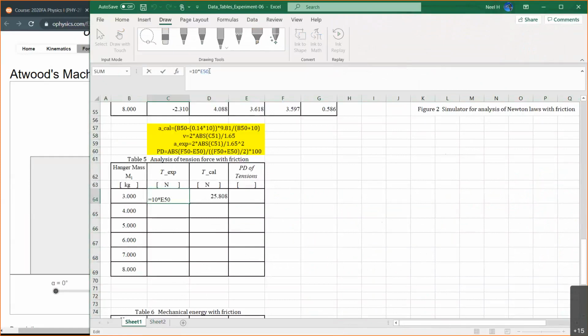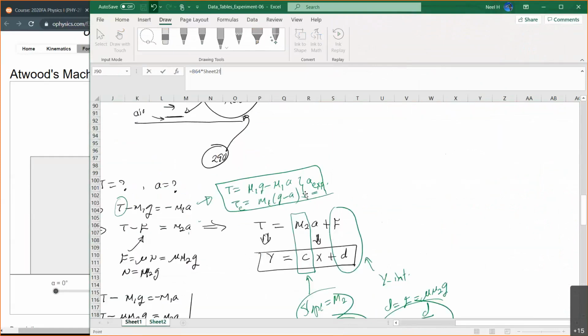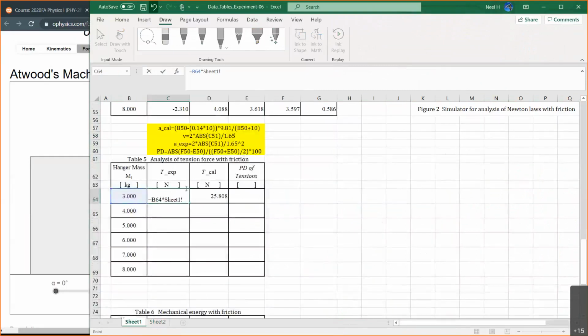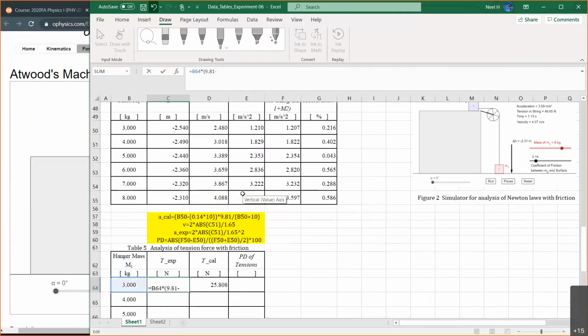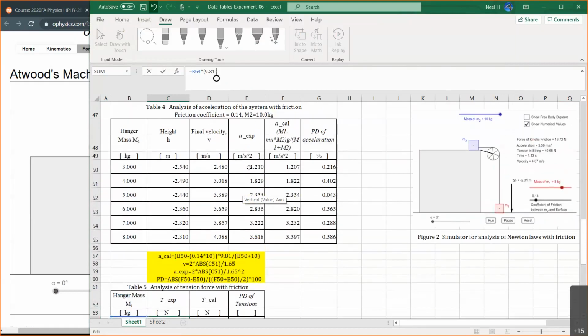So you have to readjust this calculation. Now this is not just m2 times a, which I can't use because the free body diagram is very different. I have to use instead m1 times (g minus a). However, when I do that, I have to bring in the experimental acceleration value, 9.81 minus the experimental value. So the experimental value is right here.